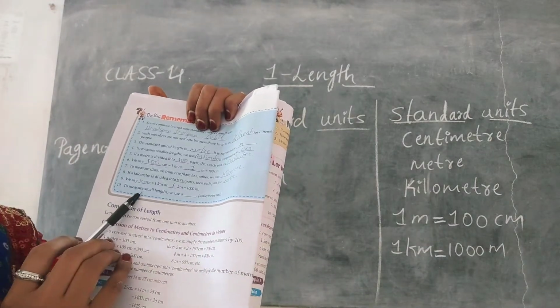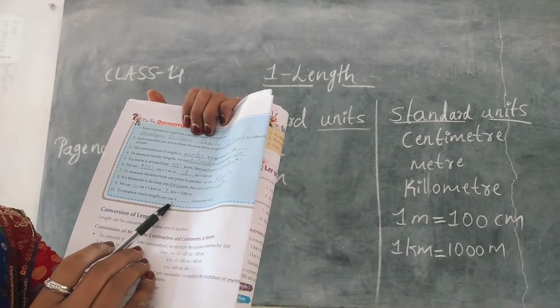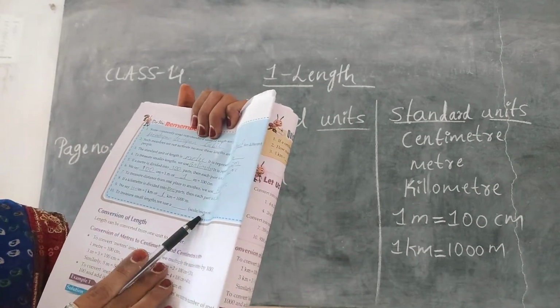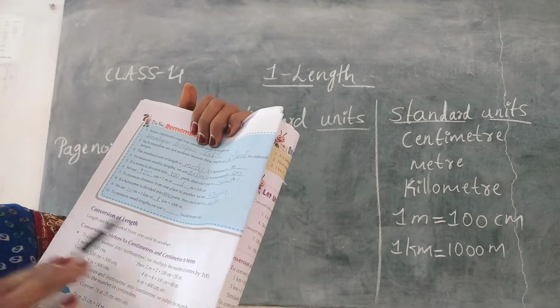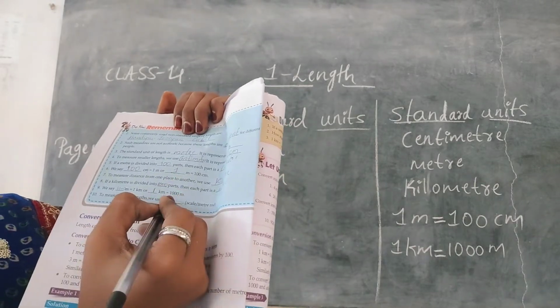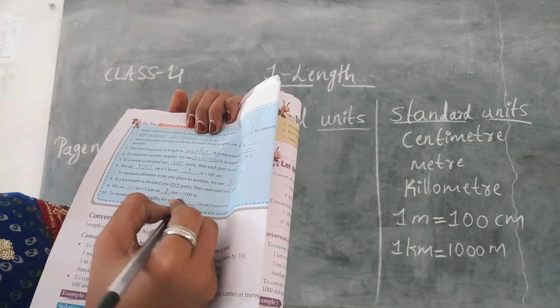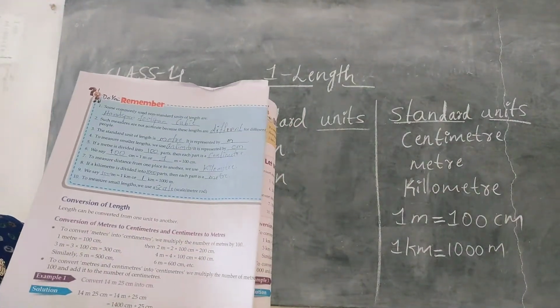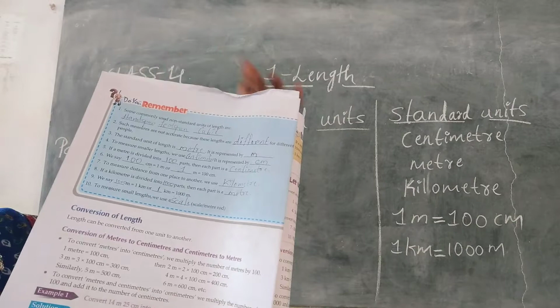Then to measure small lengths, we use a scale or meter rod. What do we use to measure the smaller lengths? We use a scale. So in the tenth blank, write a scale. Okay, so write this down in your class work.